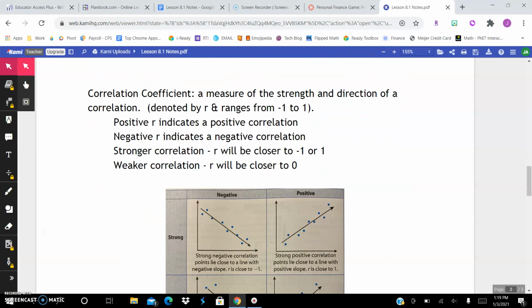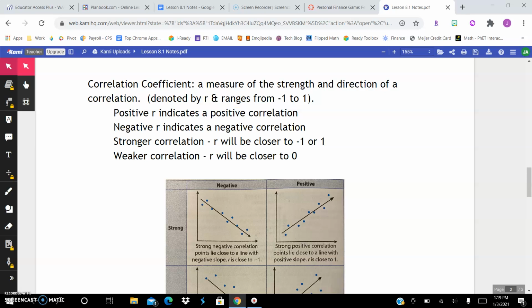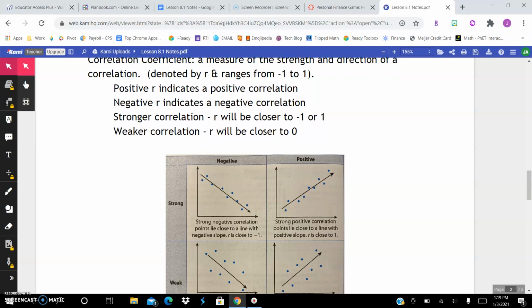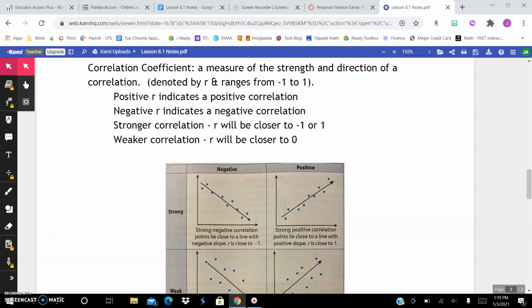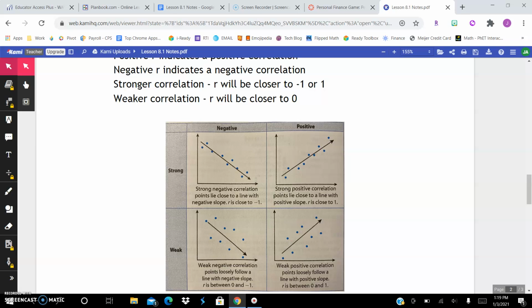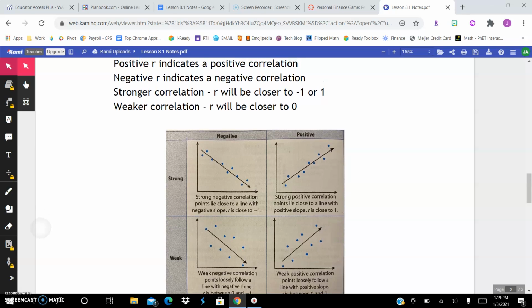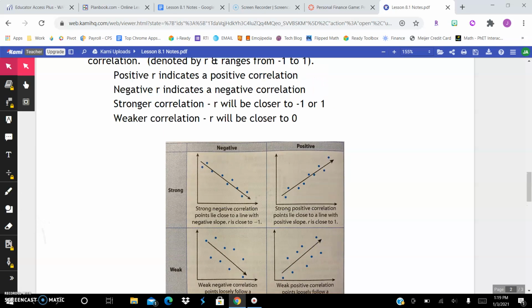The correlation coefficient measures the strength and direction of the correlation. If the strength is good, then the dots are all pretty close to a straight line. If it doesn't have much strength, then the dots are spread out. So kind of like these pictures here. The top two are strong and the bottom two are weaker.